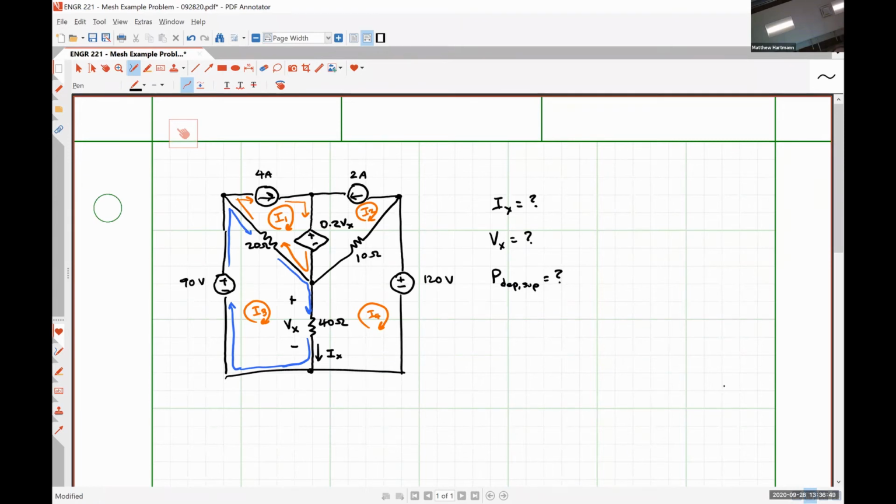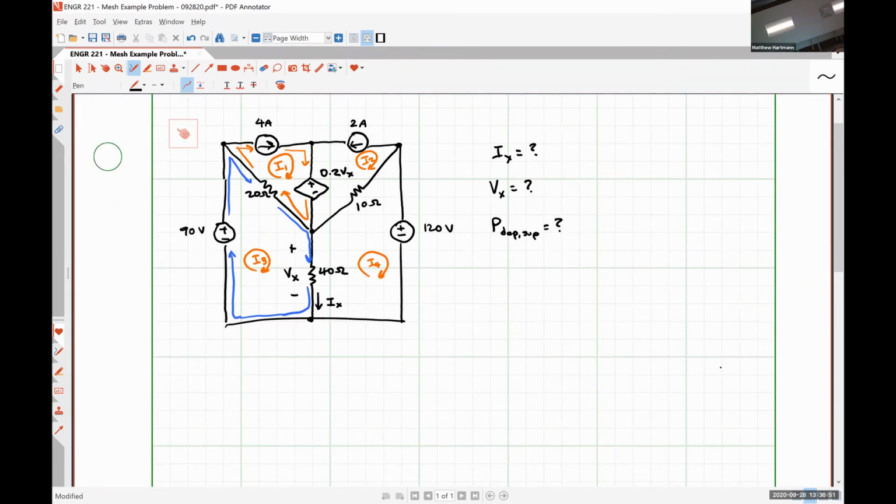All right, so in nodal analysis, for every voltage source that we had, we had to write a voltage relationship equation. In mesh analysis, for every current source we have, we need to write a current relationship equation. So we have 2 current sources, which means we should have 2 current relationship equations.